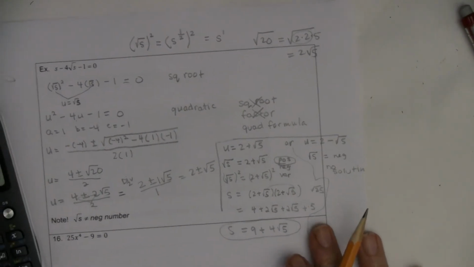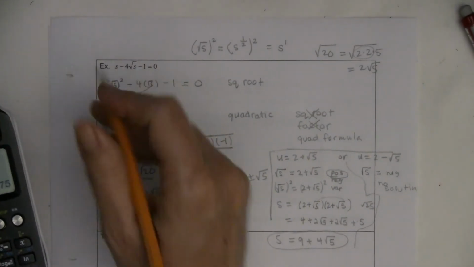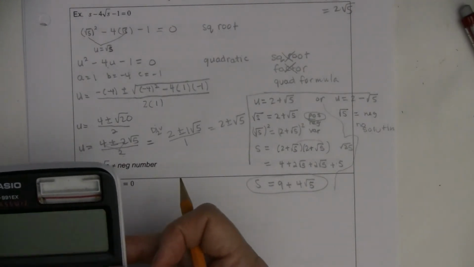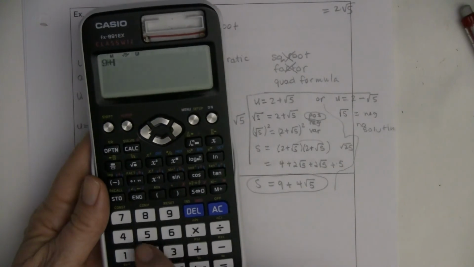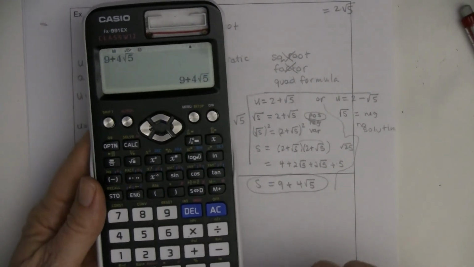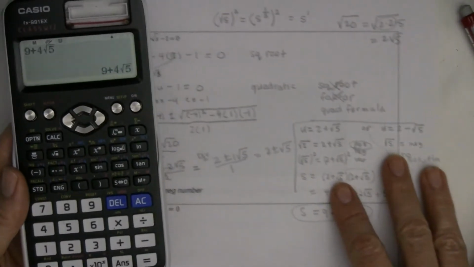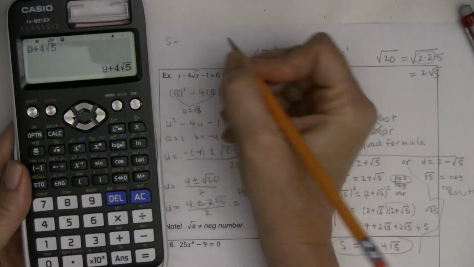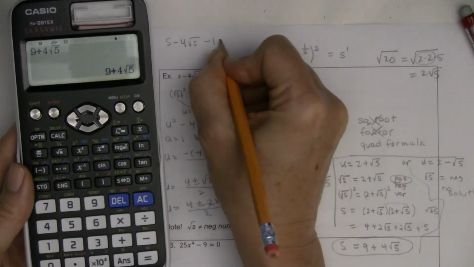Now I want to check my answer. When I check my answer, I'm going to check back here in the original, and I want to show you a way of checking that I've showed you before in class, but it's kind of clever. I'm going to put in 9 plus 4 square roots of 5, and that's the last thing I've had in. So that's my answer. And when I go to check this, I'm going to use s minus 4 square root of s, plus minus 1 equals 0.